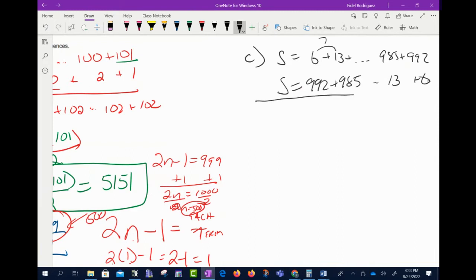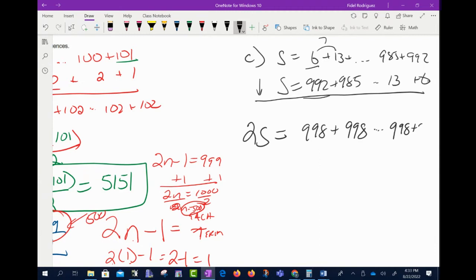Okay, so now, when I add straight down, that's going to give me twice the sum. 6 and 692 is 698, and that's also 698. And we're going to keep playing that game all the way down to the end. So I can say, look, I'm adding up the same number, 698. Now I got to figure out how many times am I doing that.